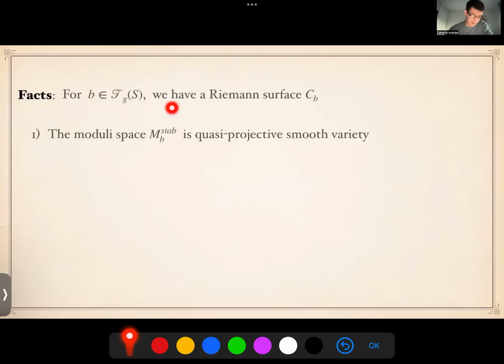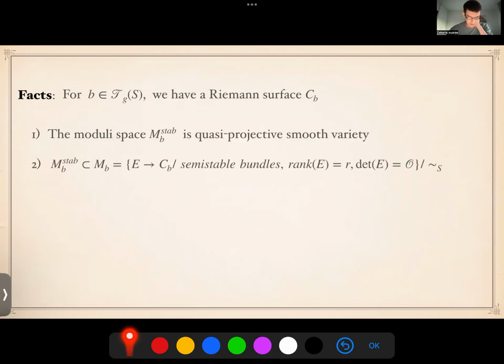First one, this variety of stable vector bundles is quasi-projective, which means it is an open set inside a projective variety. And it's also always smooth. The second property, you can compactify this variety by adding other vector bundles, which we call semi-stable, which means that all proper sub-bundles have non-positive degree. So you can have a vector bundle and a sub-bundle of degree 0. So the degree here is 0 because the trivial line bundle has degree 0.